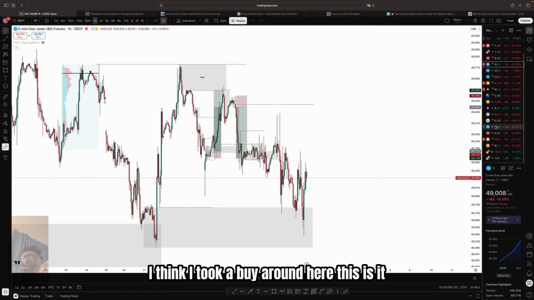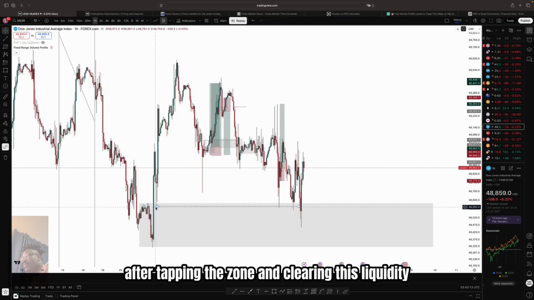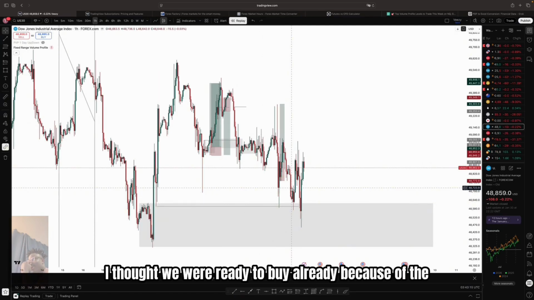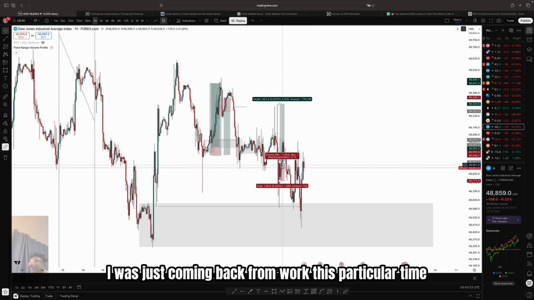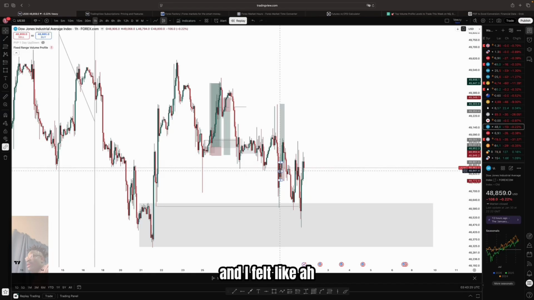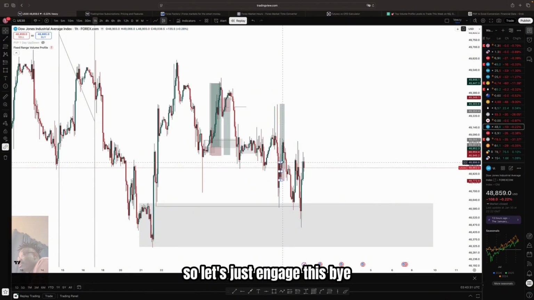This is it. After tapping the zone and clearing this liquidity, I thought we were ready to buy already, because of the momentum, it is then going up. And it was also FOMO. I think I was just coming back from work this particular time, and I felt like I had missed a lot of moves on US30, so let's just engage this buy. So that was how I got in here.